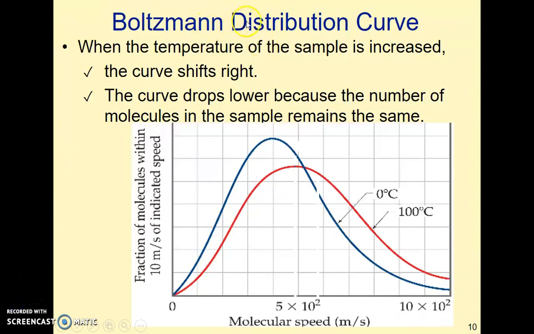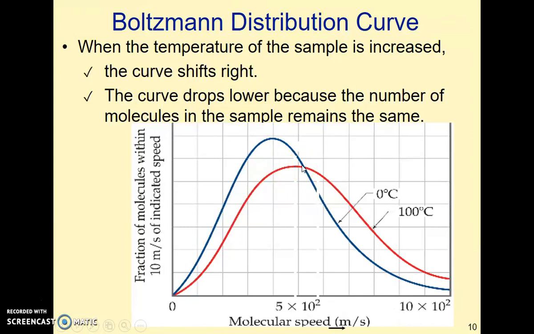So if we remember this Boltzmann distribution curve when we were learning about gases. This graph has speed or energy on the x-axis and the number of molecules with that speed or energy. When we increase the temperature, the curve shifts to the right because there are more molecules now at higher speeds. But the overall size of the curve drops because the number of molecules needs to remain the same.